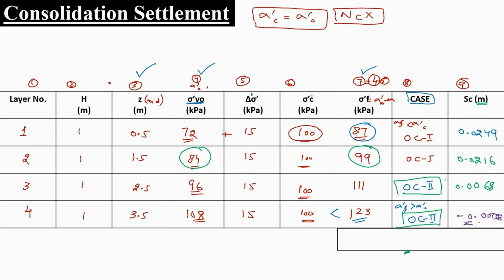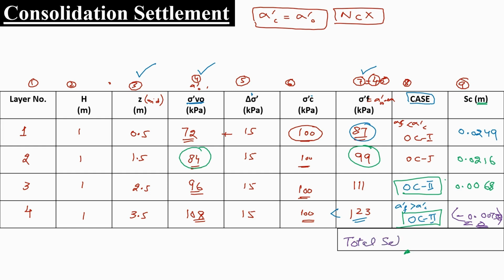0.00738. It means the settlement is zero for this case because settlement can never be negative. This means that there is a swelling of soil due to the applied load, but you can ignore its value and you can write it as zero. And if you want to write it, there is no big deal, you can write.